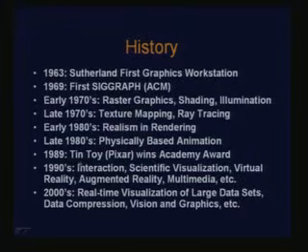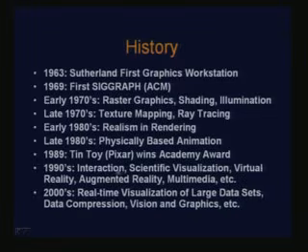The other aspect is that in 1989, the first Academy Award was given to a completely computer generated animation film, which was Tin Toy by Pixar. Pixar is an animation company which makes computer generated animation films. And in the 1990s, the emphasis was given to interaction, scientific visualization, virtual reality, augmented reality, multimedia and so on.